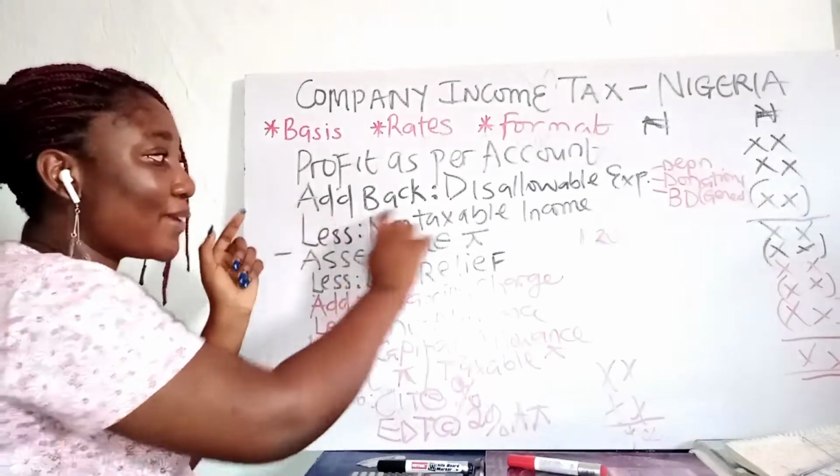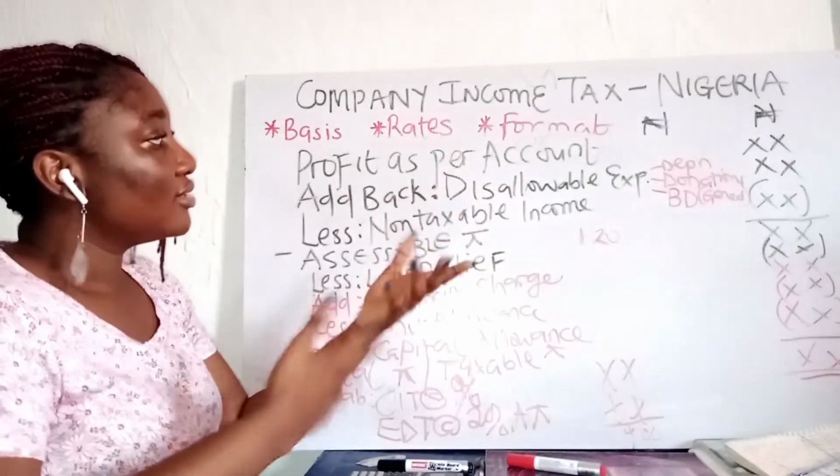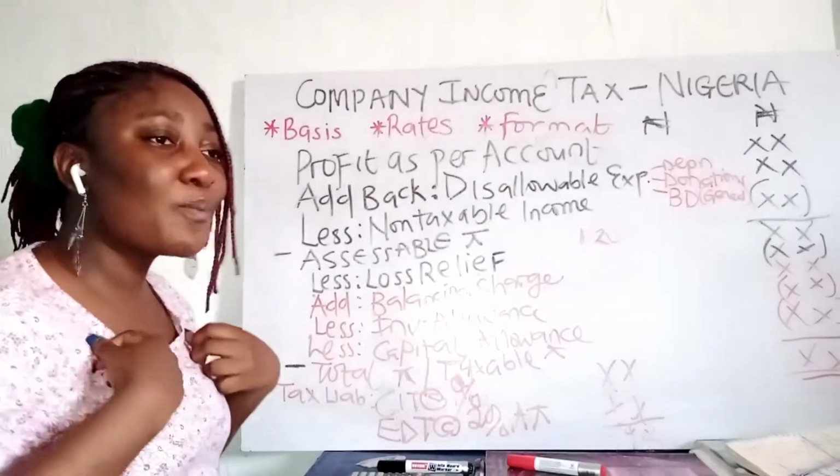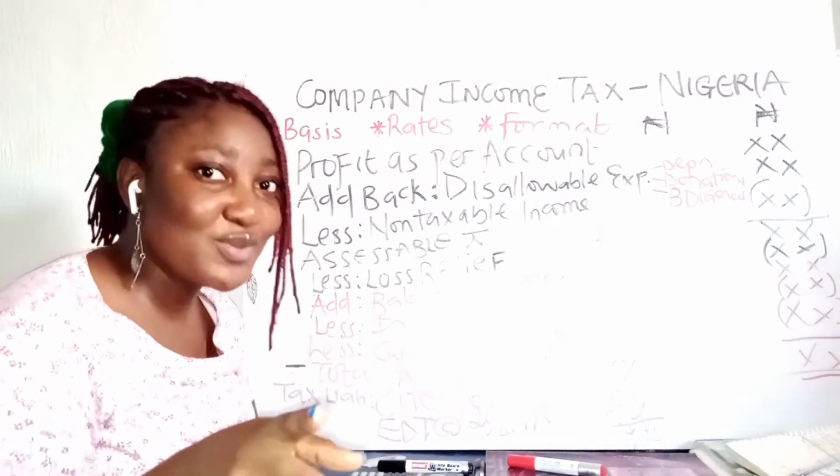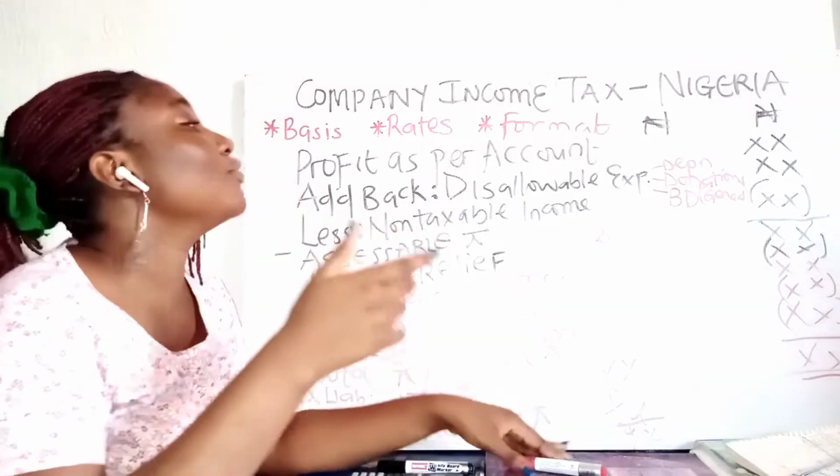The essence of this add back line is to increase the profit as per account. Okay, stop hiding under expenses, because people hide under expenses to pay less tax, and that's why there's a revenue basis, there's a dividend basis, and all of that.